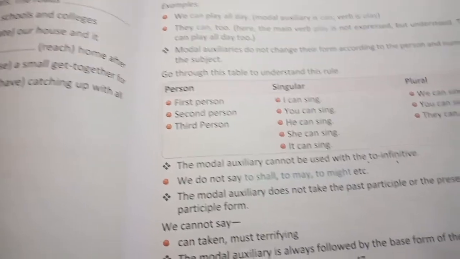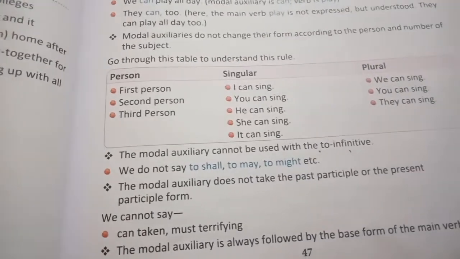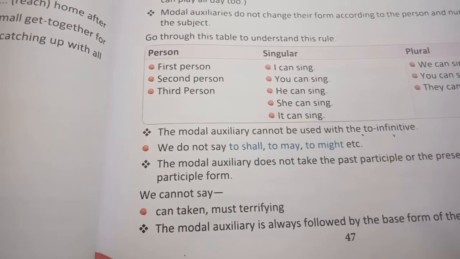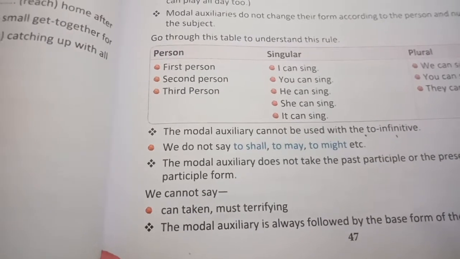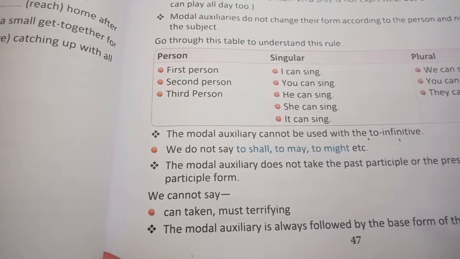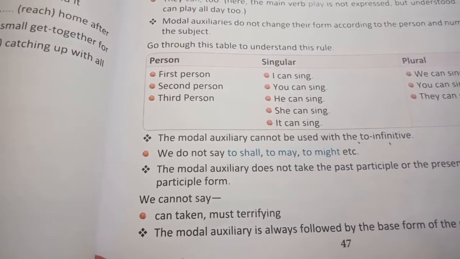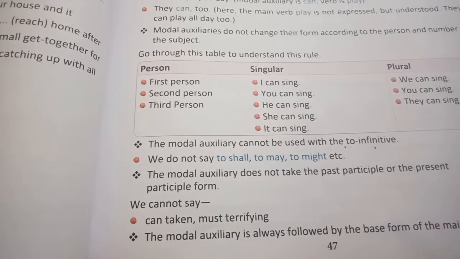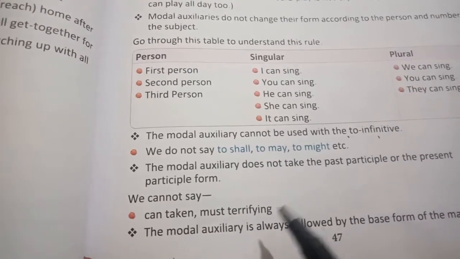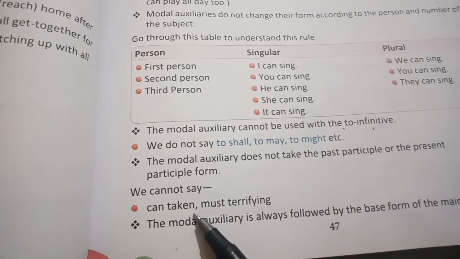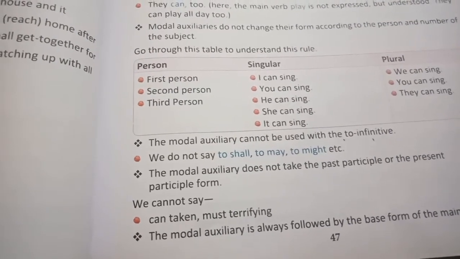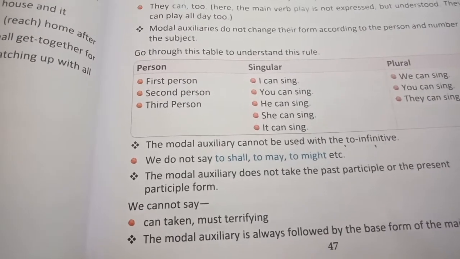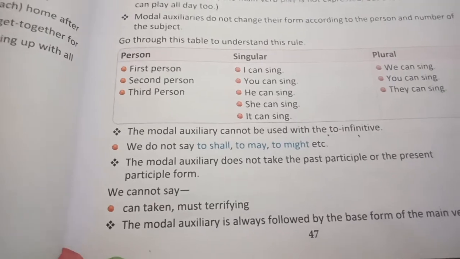Next, the modal auxiliary does not take the past participle or the present participle form. It means when we use modal auxiliaries, we never use forms like taken, which is the past participle, or the ing form, which is the present participle. So we don't use modal auxiliaries with these present and past participle forms.